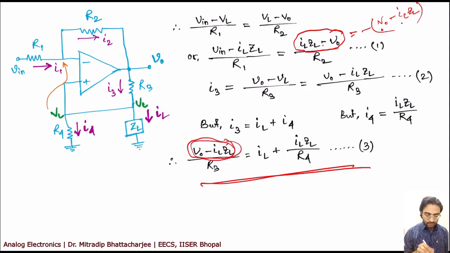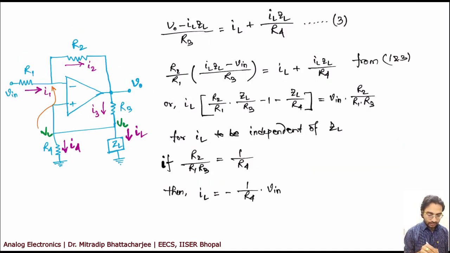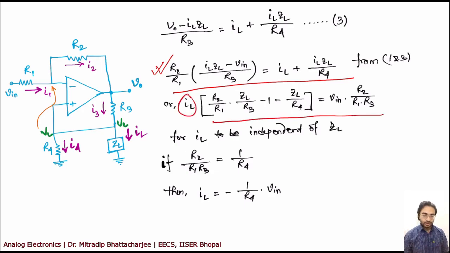So if you replace this value in equation 1, or if you calculate the value of this and replace it in equation 3, so from 1 and 3, if you do the calculation, you will get something like this. So your IL will become this expression. Now your purpose of this calculation is to make IL independent of ZL. So if you want ZL to disappear, this term and this term should cancel out. So this minus this will be 0. You want this minus this term to be 0.